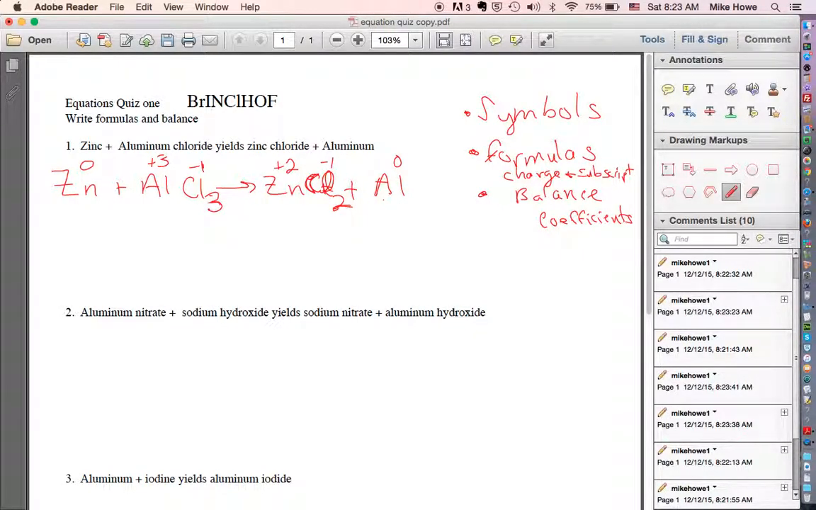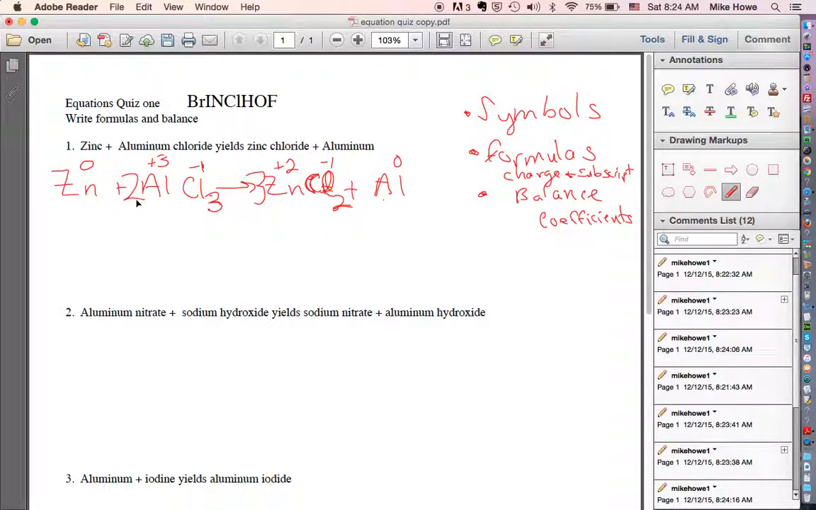Balance, we're using coefficients. We look on this side, there are 3 atoms of chlorine. On this side, there are 2 atoms of chlorine. We need a common multiple of 3 and 2. Hopefully you're thinking 6. So I need to put a 3 in front of the whole compound to give me 3 times 2, not adding, times 2 to make 6. Over here, you put a 2 in front of the whole compound. 2 times 3 makes 6. So on this side, there are 6 atoms of chlorine, and on this side, there are 6 atoms of chlorine.